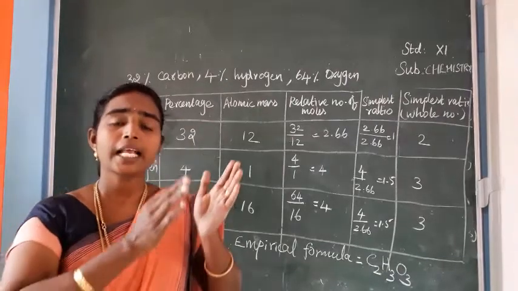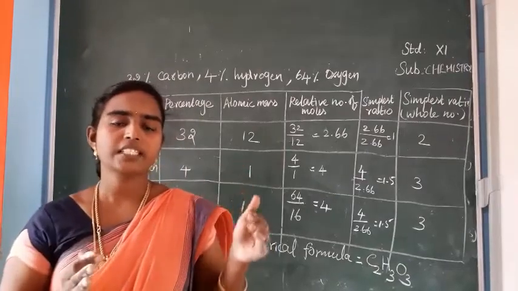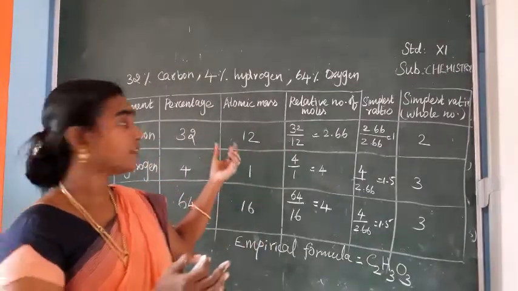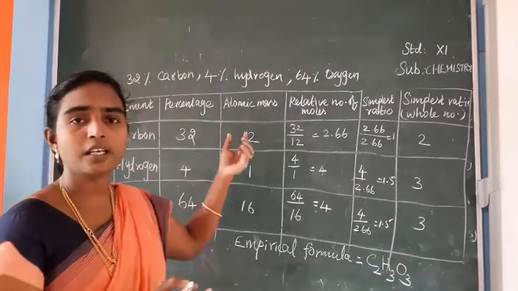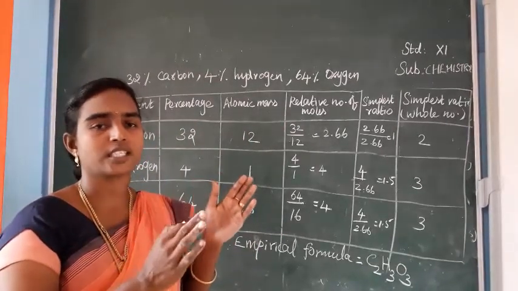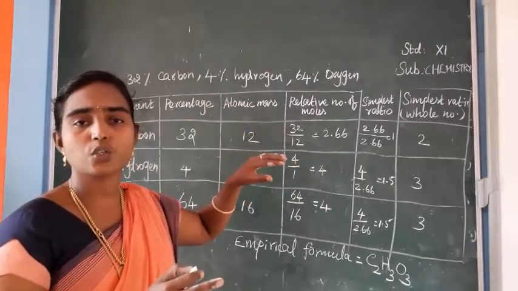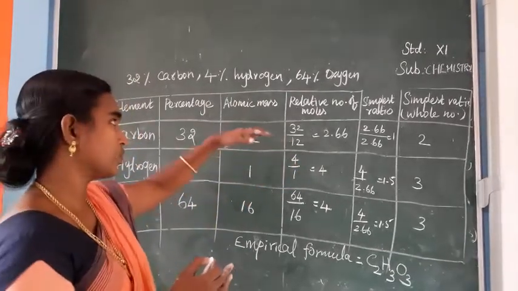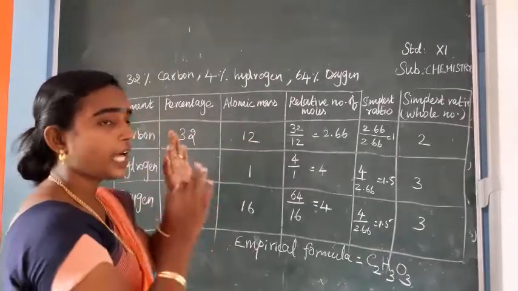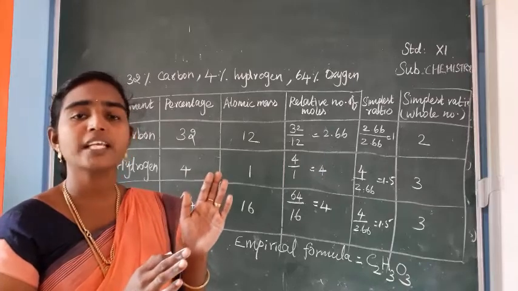The question will be: calculate the empirical formula of the compound, given that it has maybe 32% of carbon, 4% of hydrogen and 64% of oxygen. This is given as one of the examples. There are other examples also, so you can practice those questions too. First, we have to frame a tabular column to find out the empirical formula.